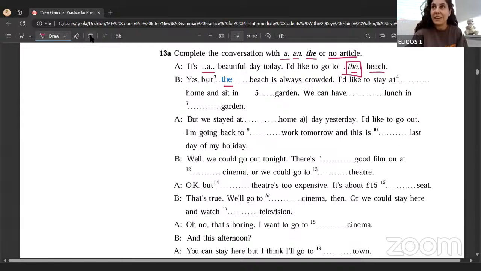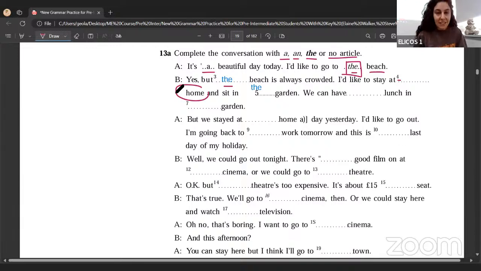Yes. Yep. I would like to stay at home and sit in the garden. Yes, and sit in the garden. Good. It's not just a garden, because that would mean anyone's garden. This is very specific. I'd like to stay at home. You showed the location. No article, nothing.